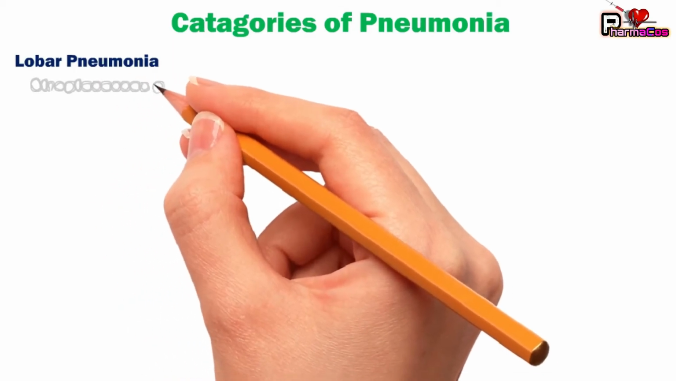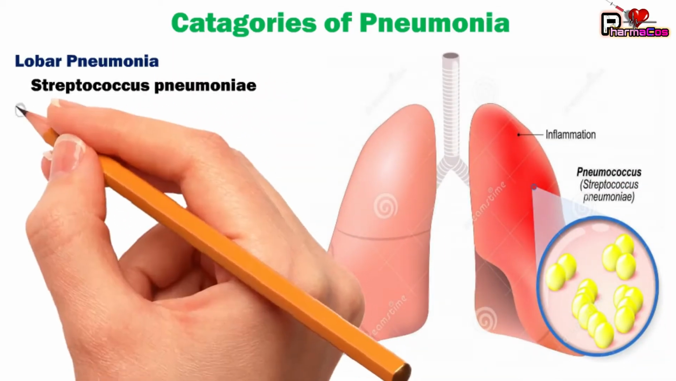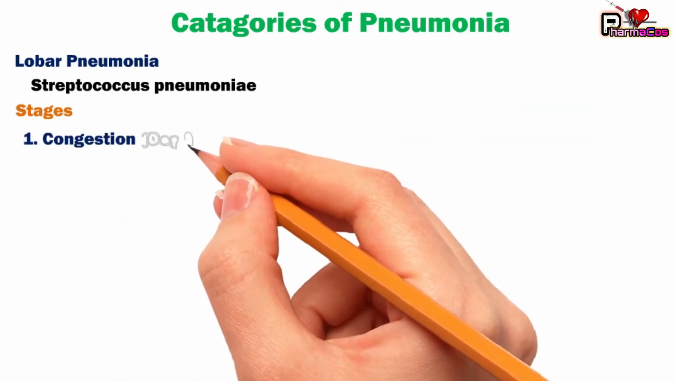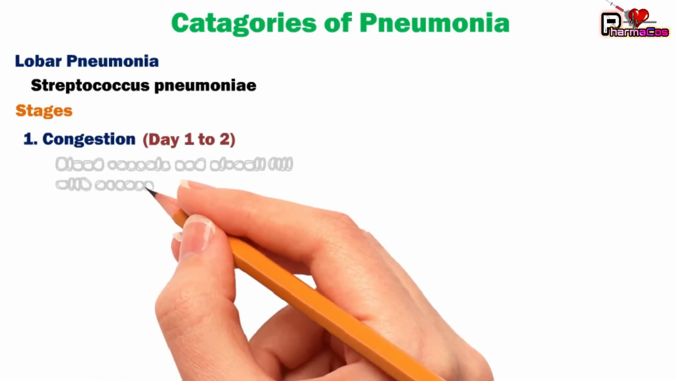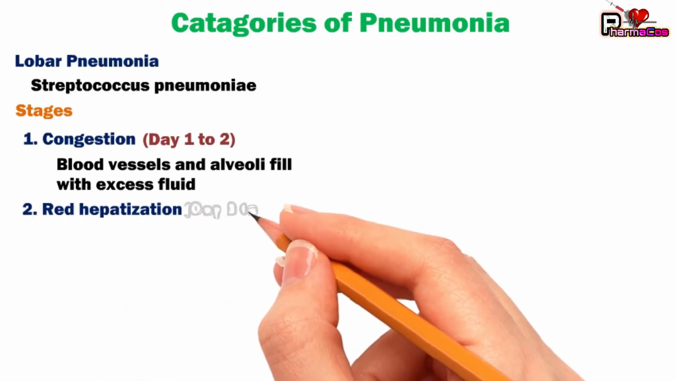The vast majority of these are caused by Streptococcus pneumoniae. Usually, lobar pneumonia happens in stages. The first stage is congestion, and it happens between 1 to 2 days. This is where the blood vessels and the alveoli start filling with excess fluid. The next stage is red hepatization, and it happens between days 3 to 4.